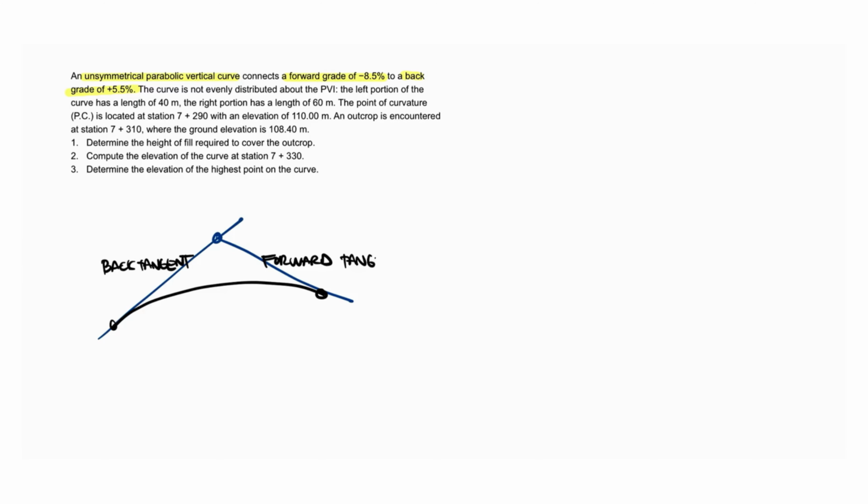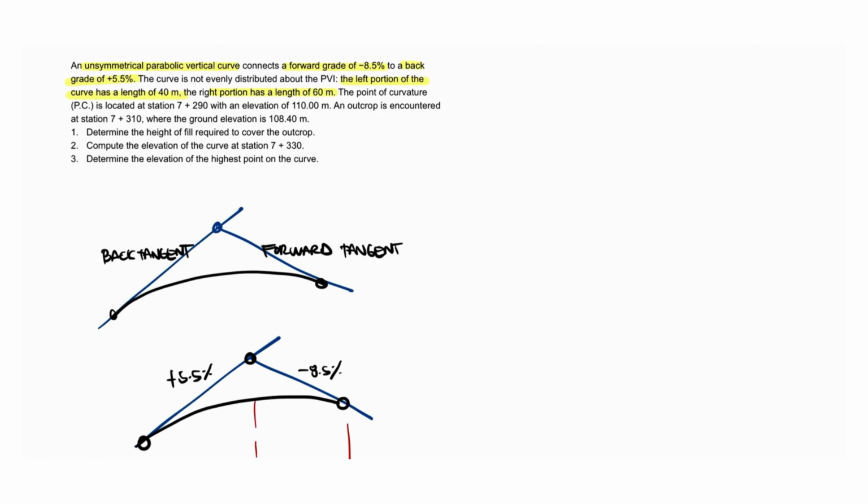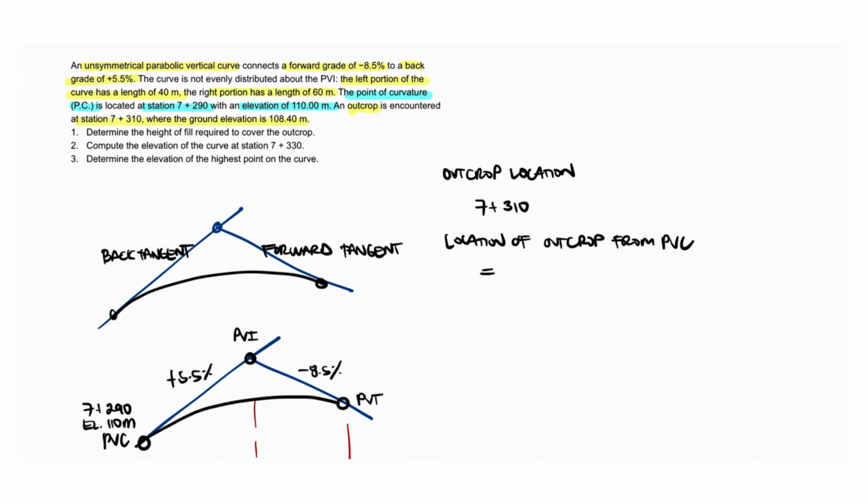second grade. Next, the lengths of the curve are given as 40 meters on the left side and 60 meters on the right side. The station at the PVC is 7 plus 290, with an elevation of 110 meters. Additionally, an outcrop is encountered at station 7 plus 310 with a ground elevation of 108.40 meters. To locate the outcrop from the PVC, we subtract the stationing of the PVC from the station of the outcrop. This gives us a distance of 20 meters from the PVC.